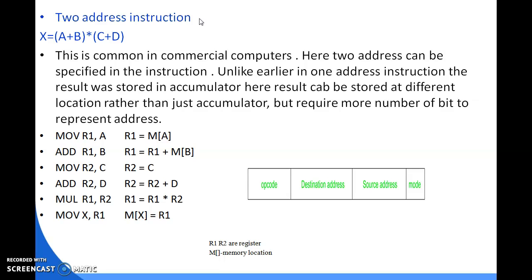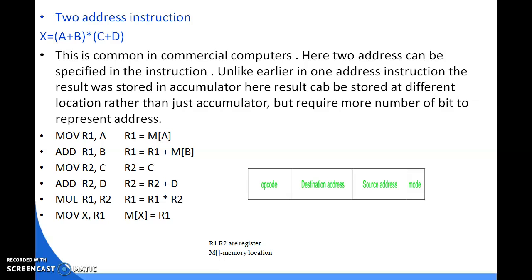Clear? So this is the one address instruction. Next, move to the two address instruction. In two address instruction, again, this is common in commercial computers. Here two addresses can be specified in the instruction. Unlike earlier, in one address instruction, the result was stored in the accumulator. Here the result can be stored at a different location rather than just an accumulator, but it requires more bits to represent the address, right? So two address means here the source address and destination address are used. So more bits are required to represent the address.